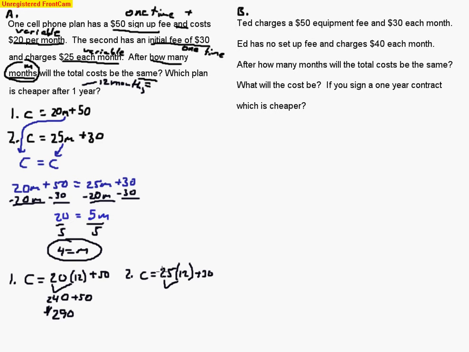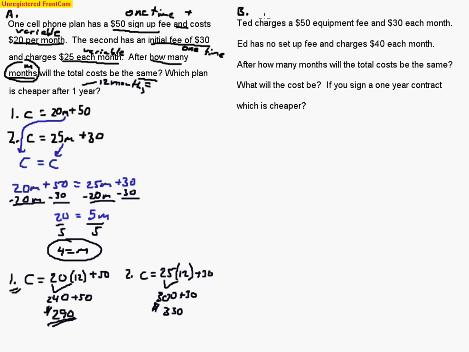So 4 times 25 is 100. Well, there are 3 groups of 4 here. So if we do 12 times 25, that's like 12 quarters. So that's 300. And then plus 30 ends up making 330. So there it is. You can definitely see that this is the cheaper one. Plan number 1 is the cheaper one after 1 year. And substitution proved that.